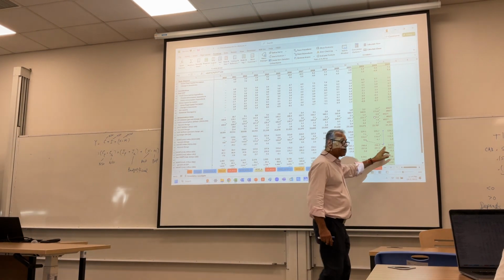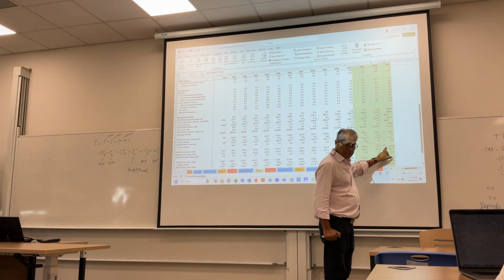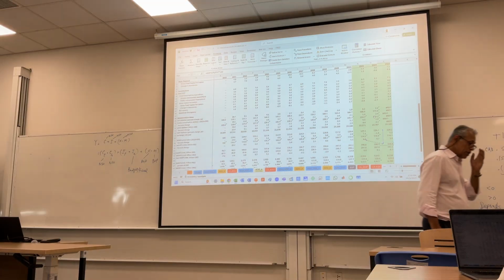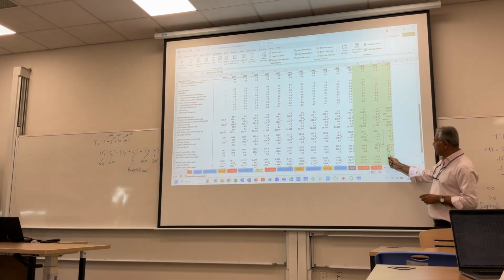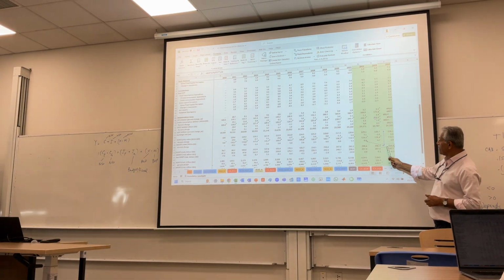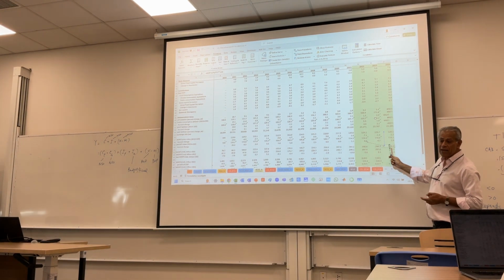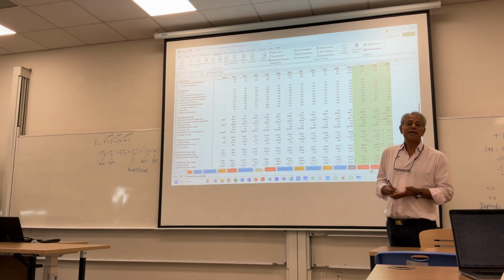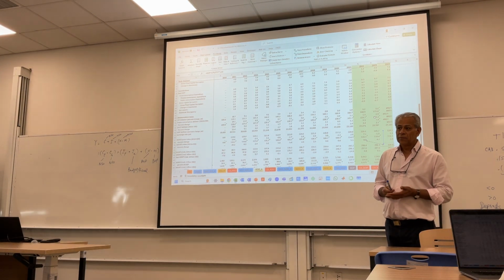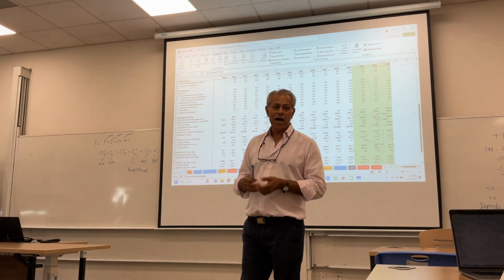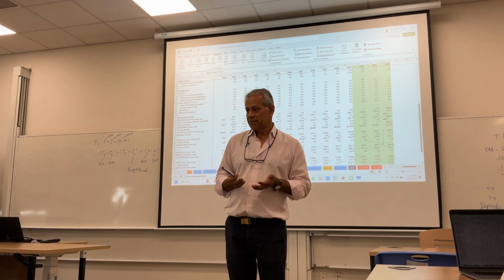Remember that this is real exports of goods and services. The balance of payments will only give you the nominal exports of goods and services, because the balance of payments is calculated at current prices. It is not calculated at constant prices. So I have to take the number in current prices and deflate it by some index of export prices. To go from a nominal number to a real number, I always have to deflate it by some deflator.